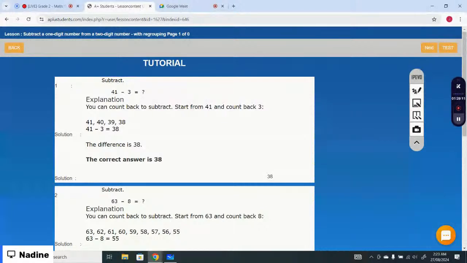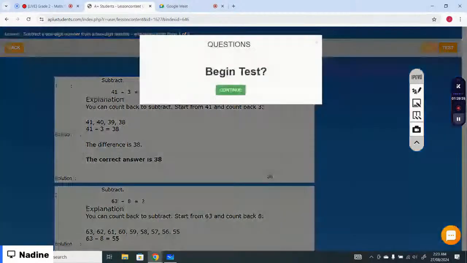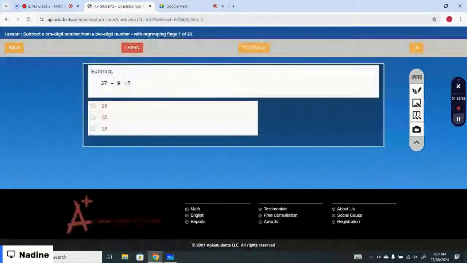You have to do 41 take away 3, right? So you need to count back 3 digits. So that would be 40, 39, 38. So you end up on 38. So the correct option is 38. Let's just start with the test question. So we already know how to subtract. You simply have to subtract.